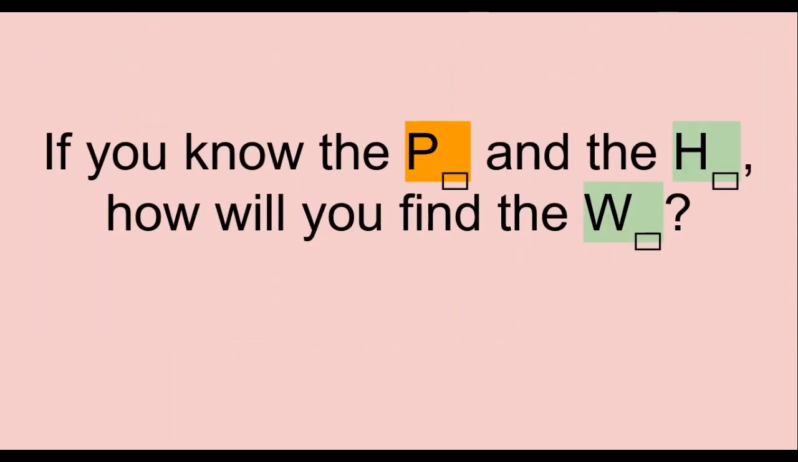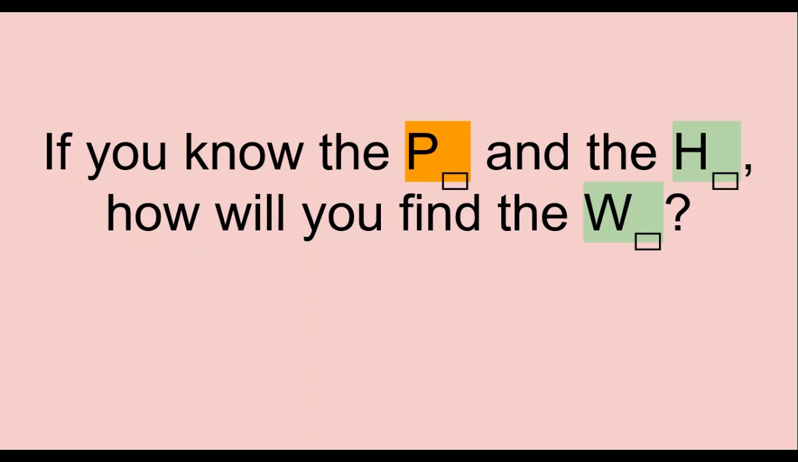So if you know the whole perimeter of the rectangle and you know the height of the rectangle, how will you find the width of the rectangle, that width dimension? Go ahead and pause the video now and answer that question.